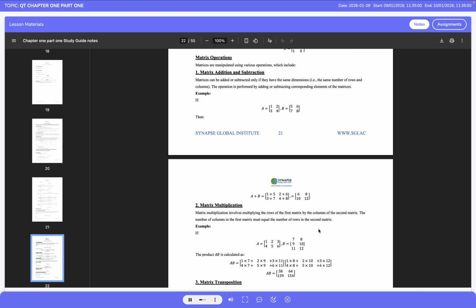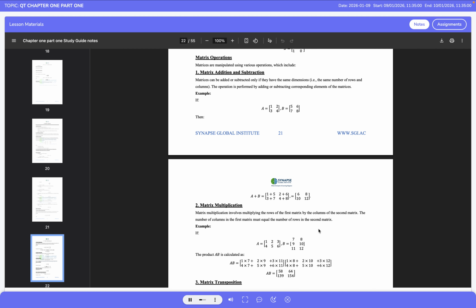For example, if matrix A contains the elements 1, 2, 3, and 4 arranged in 2 rows and 2 columns, and matrix B contains 5, 6, 7, and 8 arranged in the same way, then A plus B is obtained by adding 1 and 5, 2 and 6, 3 and 7, and 4 and 8, giving a new matrix with elements 6, 8, 10, and 12.